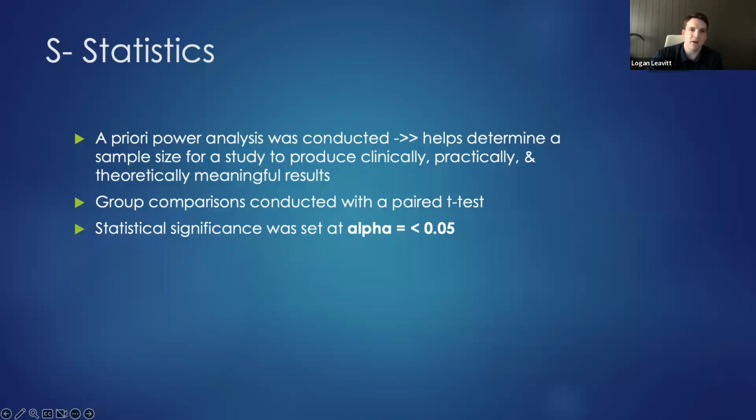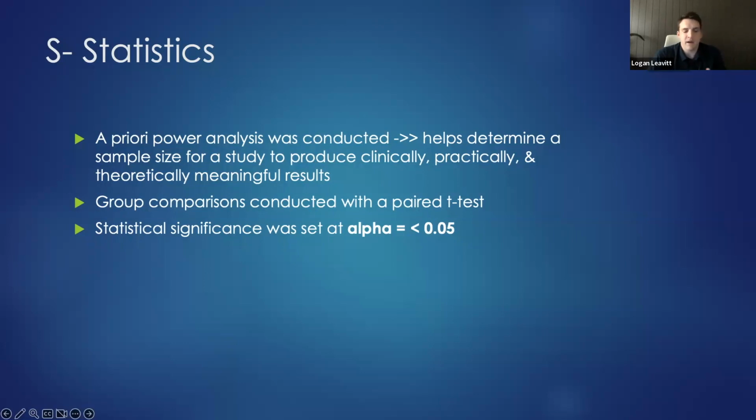So they did an a priori power analysis initially, and from what I'm reading, that basically helps determine what's an adequate sample size for a study to produce clinically, practically, and theoretically meaningful results, right? So before you even do your study, you want to know how many patients you need to produce a good study that will bring out results that actually mean something. You don't want to go through all that work and not have it produce something relevant, right? So they did that analysis initially, which was good.